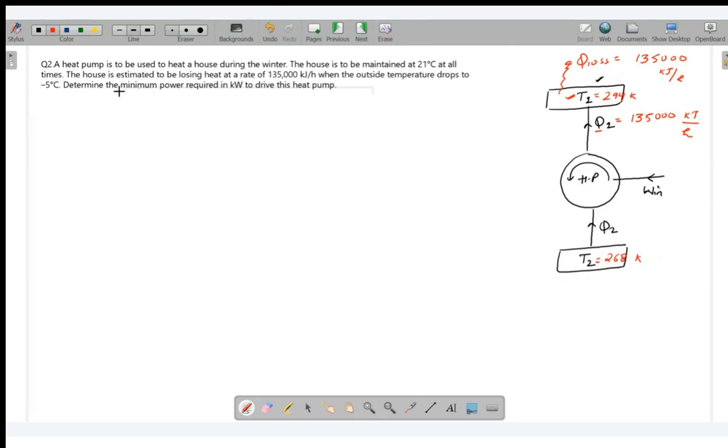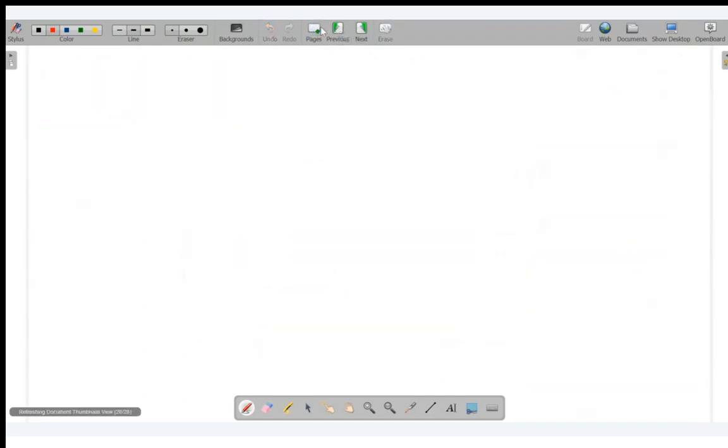Minimum power. You see, this is an indication that I should take it as a Carnot heat pump. So you have to look for these words. What words? Let us talk about a heat engine. How to identify it is a reversible engine? Either they will give you directly reversible heat engine, or they will give you Carnot heat engine. These are very simple words and you will know it is a reversible engine.